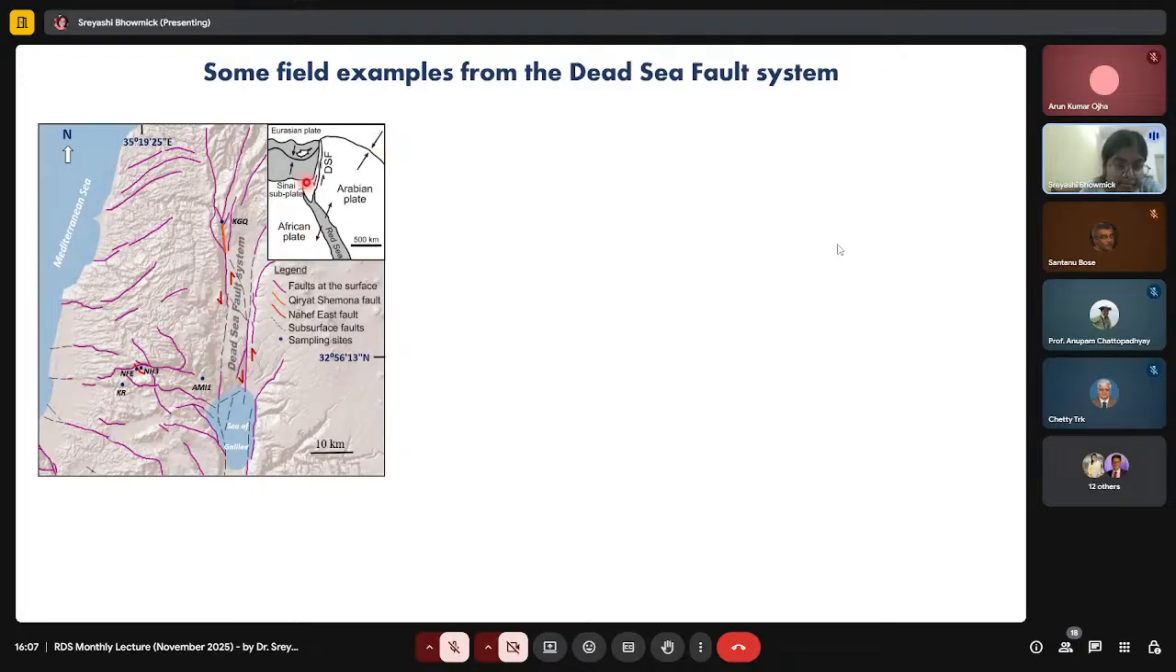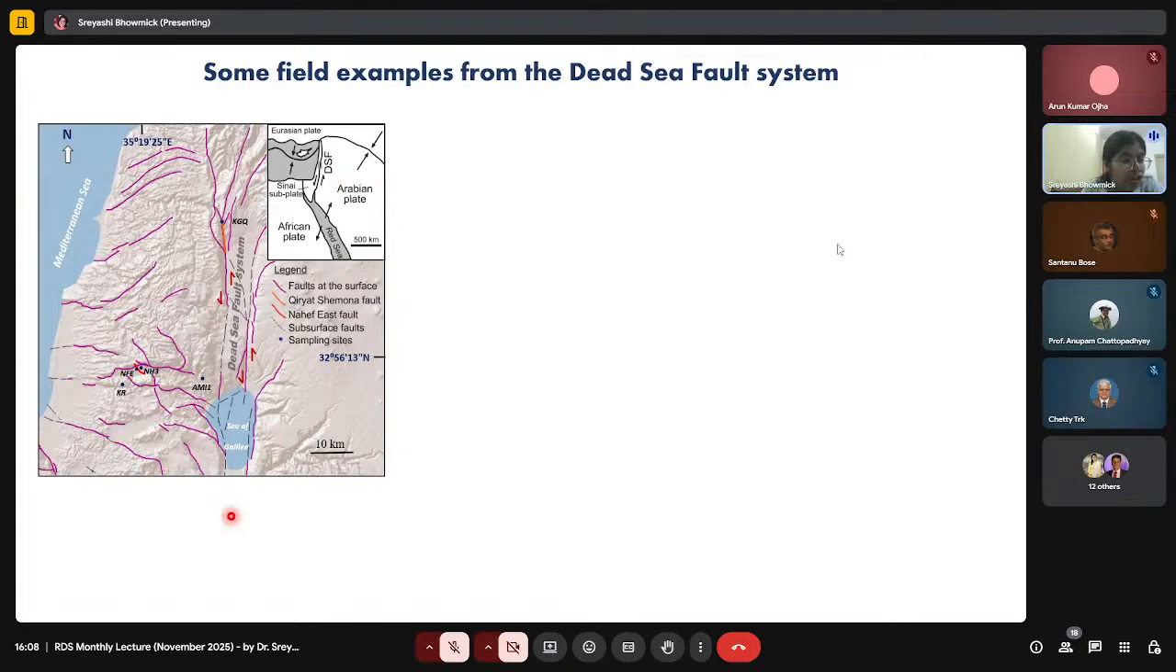Now, coming down south here, we have the Red Sea rift. So here there's extensional tectonics. And in the northern part, the African plate and the Arabian plate are merging with the Eurasian plate. So here we have compressional tectonics. So the DSF is very strategically located in between the three plates.